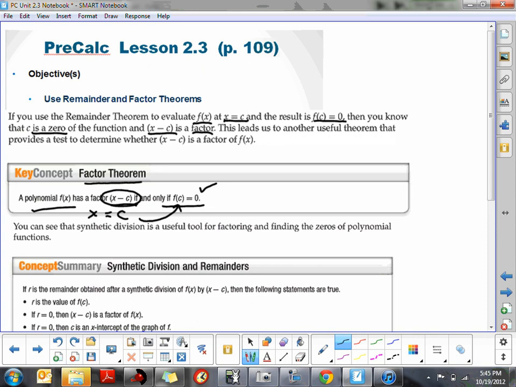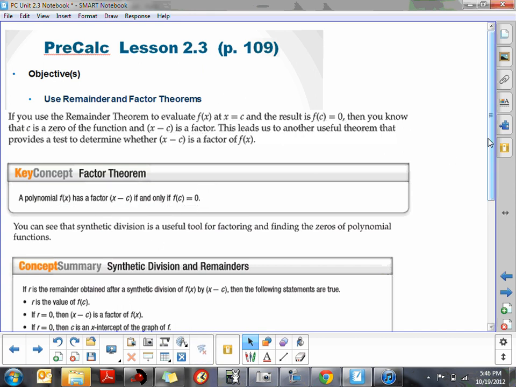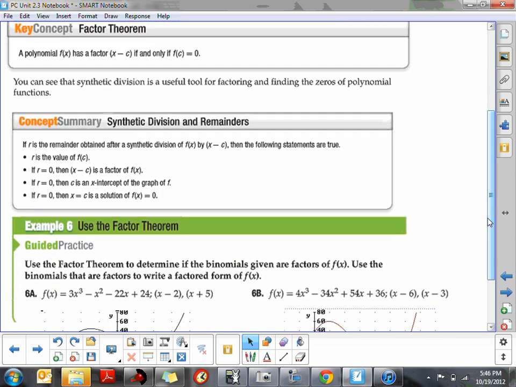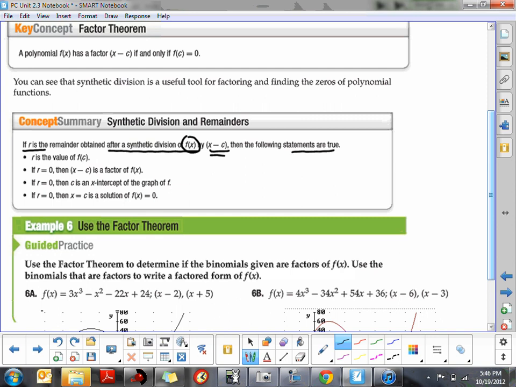You can see that you can use the synthetic division to help us find the factored form of these polynomial functions, and that's what we're going to be practicing next. They have a nice little summary of this concept. It says if r is the remainder obtained after synthetic division of f at x, so if r is the remainder, and you're taking some function f at x and dividing it by some linear function x minus c, then the following statements are true.